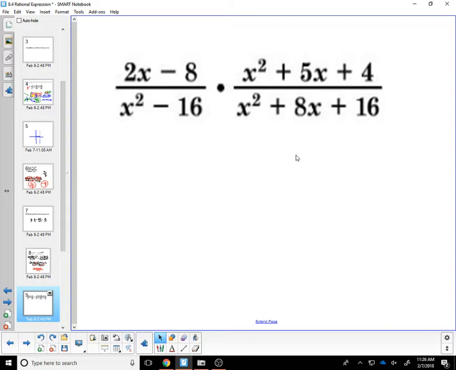One over one. That's the difference of squares. So you have an x plus 4 and an x minus 4. We get 5.